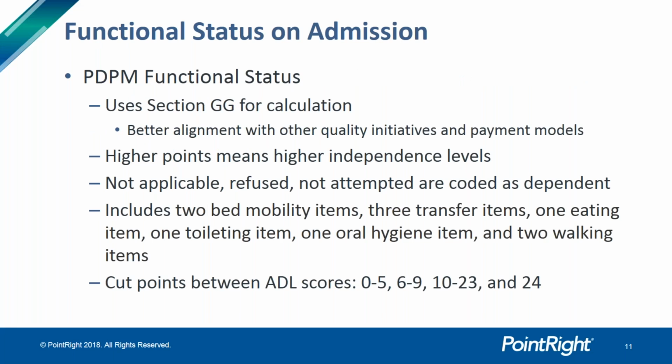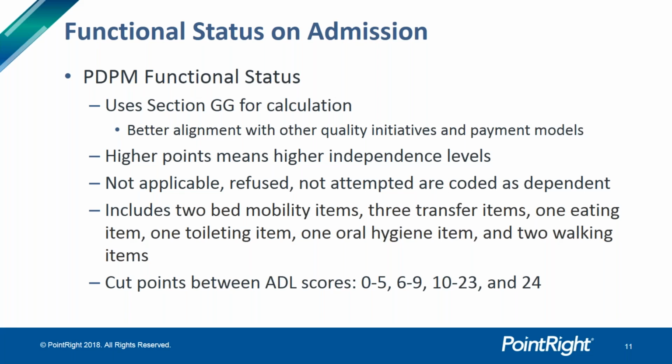When we look at the functional status on admission, another element that goes into your PT and OT case mix component, again, as I mentioned, we're looking at section GG for the calculation. And the rationale behind this is that this type of functional status, where we're looking at the resident's customary ability, is in better alignment with some of the other payment models that they have with other post-acute providers and with other quality initiatives that are going on writ large with CMS.